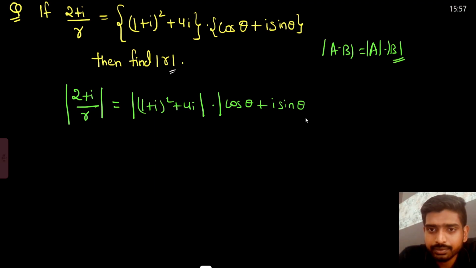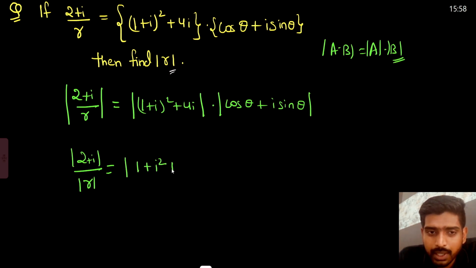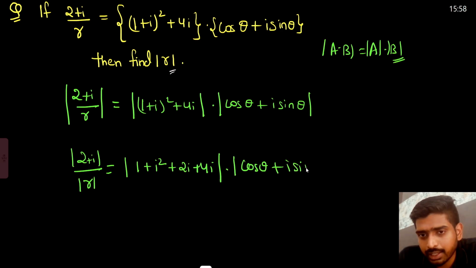Got it? Now next, here I'll get mod of 2 plus iota divided by mod of r is equal to, if I expand this, we will get 1 plus i square plus 2i plus 4i, multiplied by mod of cos theta plus i sin theta. Now next, we'll find the modulus. So 1 and i square got cancelled. Here I have 6 iota. What is mod of 6 iota? Mod of 6 iota is 6.